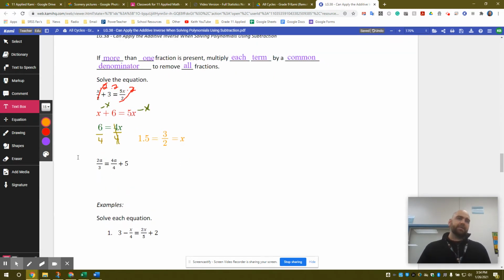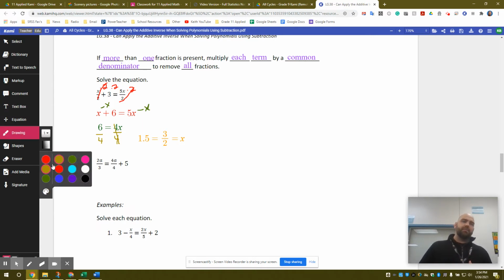The second example here is a little bit different. We have a 3 and a 4 as a denominator. What that tells us is that we are going to have to multiply by something other than the denominator that's there. In this case, we're going to multiply by a common denominator. Common denominator is 12. Both 3 and 4 go into 12.